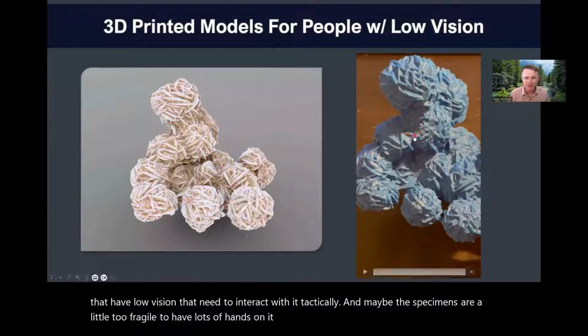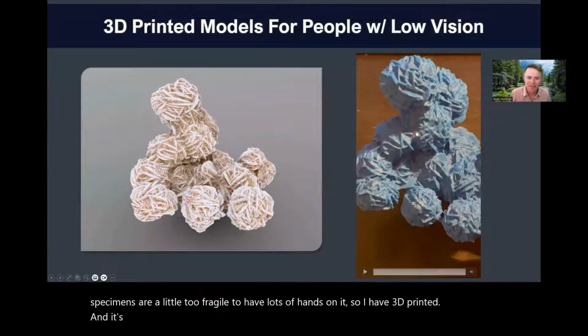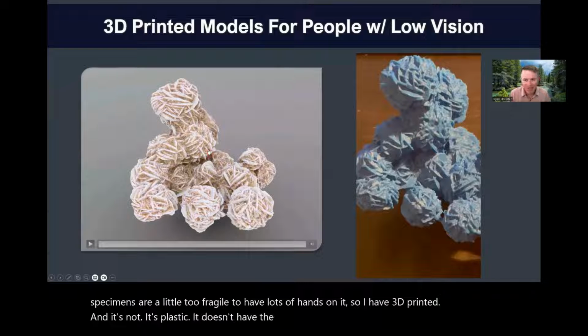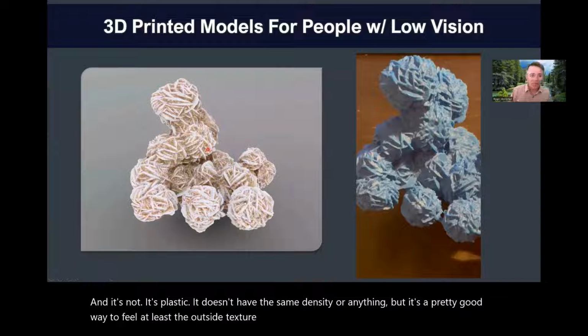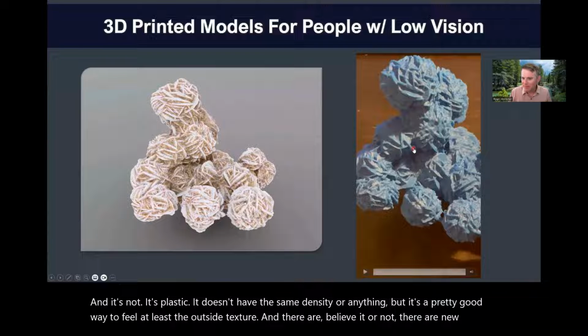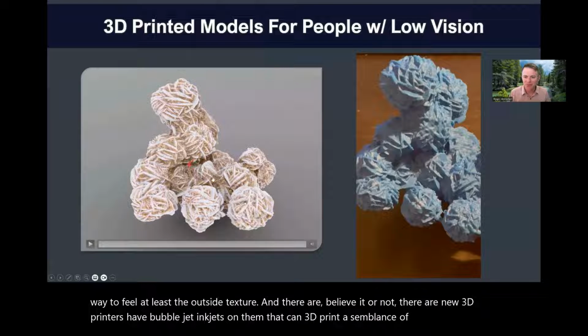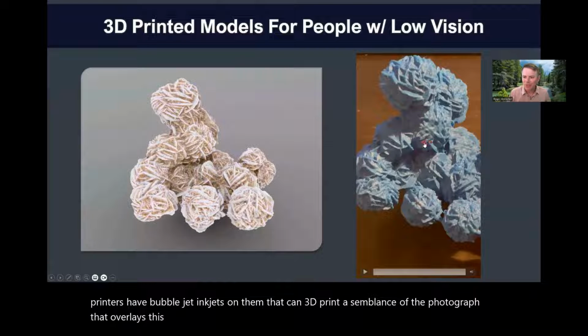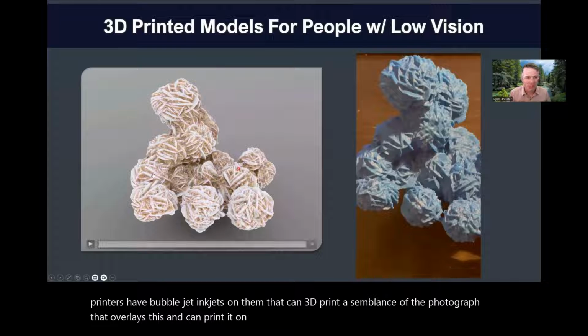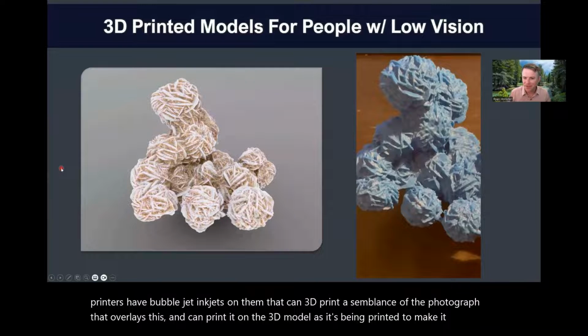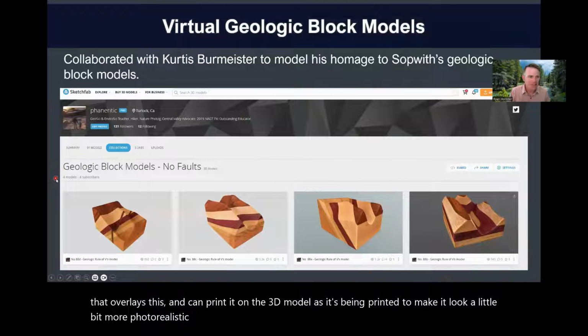So I've 3D printed them, and it's plastic. It doesn't have the same density or anything, but it's a pretty good way to feel at least the outside texture. And believe it or not, there are new 3D printers that have bubble jet inkjets on them that can print a semblance of the photograph that overlays this on the 3D model as it's being printed to make it look a little bit more photorealistic. It's not the best yet, but it's there.